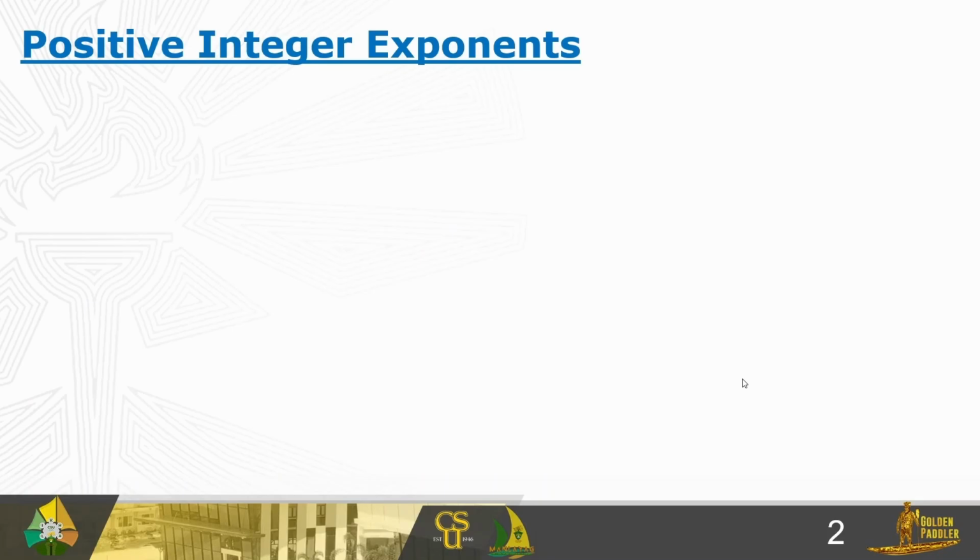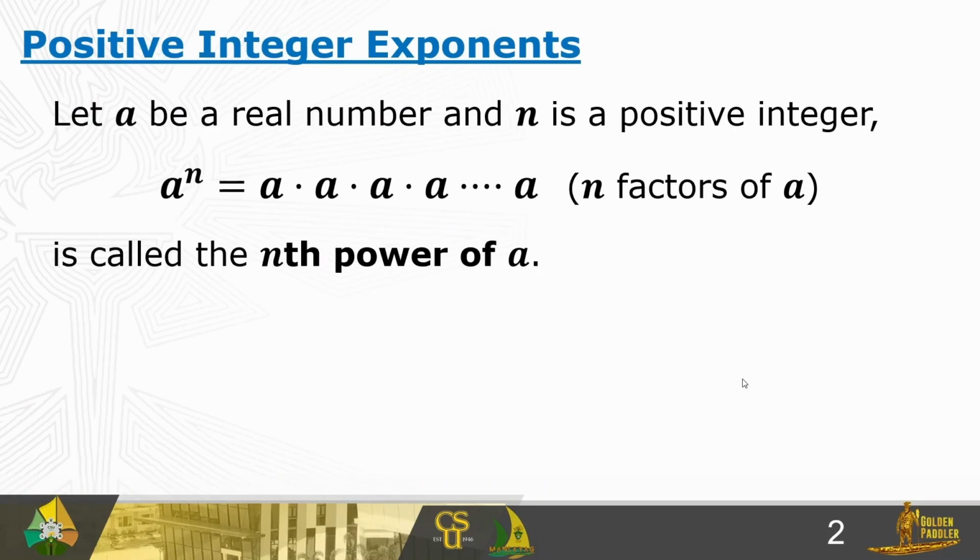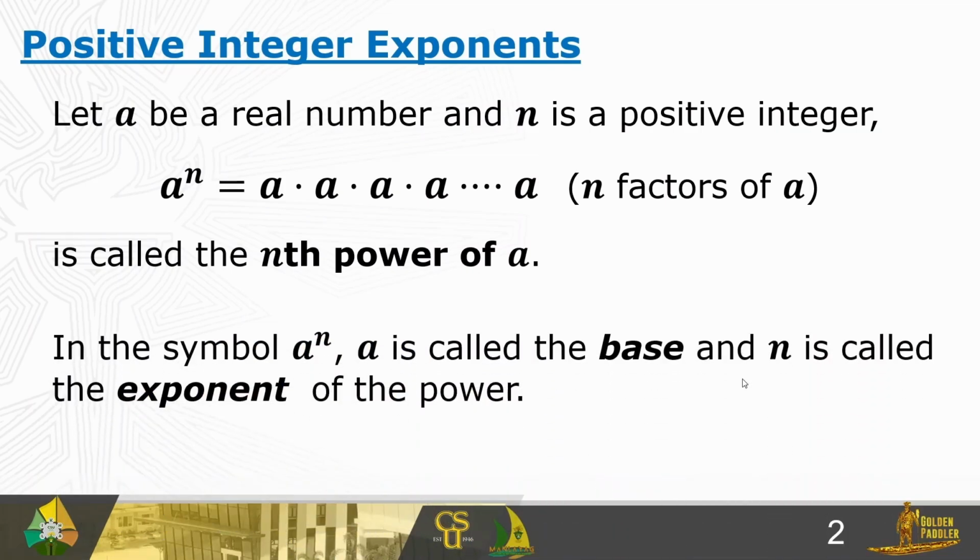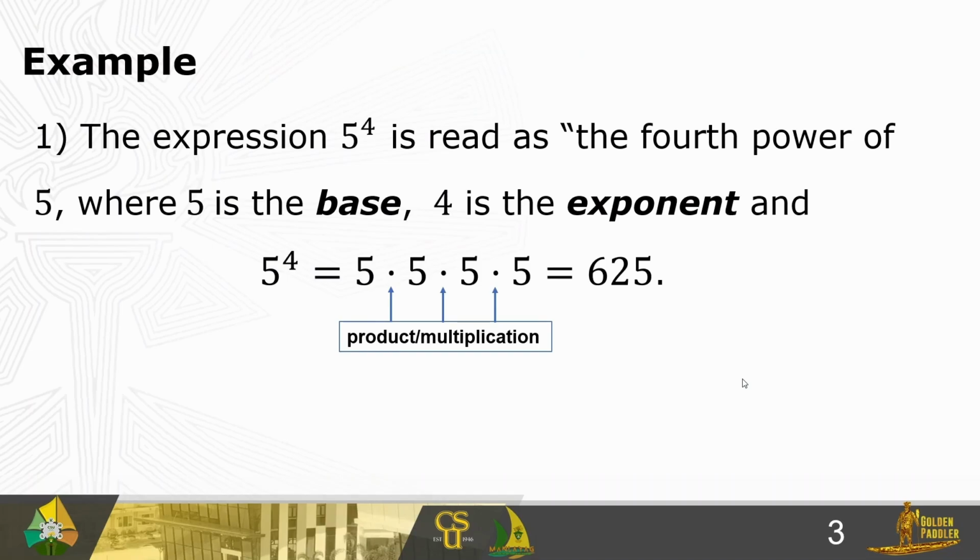So now let us define and understand exponent. Let a be a real number and n a positive integer. a to the power of n is equal to a times a, or just n factors of a, and is called the n-th power of a. This means that an exponent indicates how many times a number, known as the base, is multiplied by itself. In the symbol a to the power of n, a is called the base and n is called the exponent of the power. For example, the expression 5 to the power of 4 can be read as the fourth power of 5, where 5 is the base and 4 is the exponent.